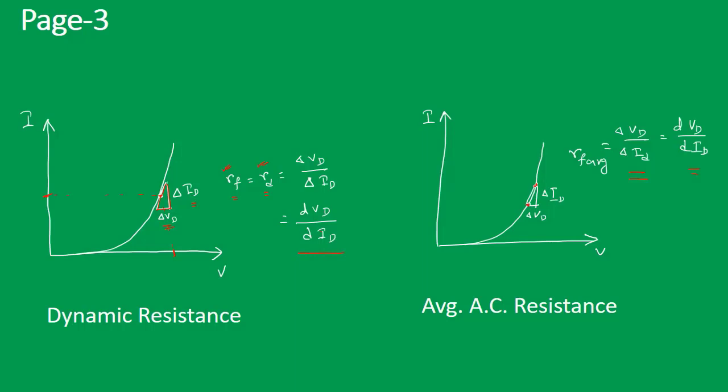Here we are not considering a single point; rather, we are considering a range of voltage and a range of current. So over a range of voltage, whatever is the change in the range of current, that is what we are finding here, and their relation gives us the average dynamic resistance or average AC resistance.